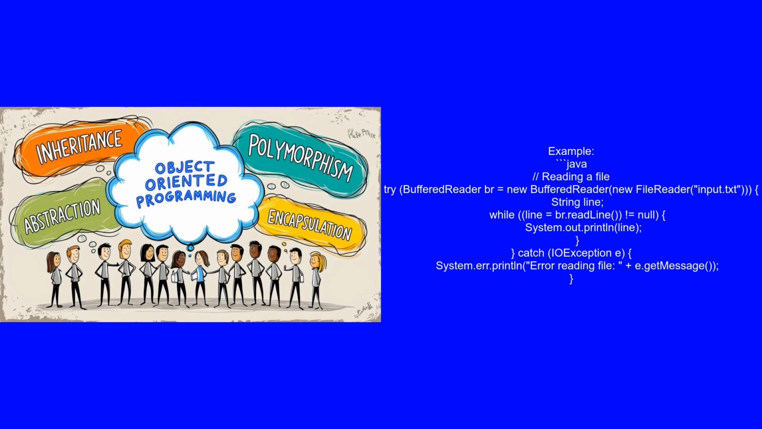But, it's important to handle any potential errors that might come up while reading the file. That's why we have this try-catch block here. If there's an issue with reading the file, an IOException will be thrown, and we can catch it and print out an error message. And that's pretty much it. Just a simple way to read a file in Java.